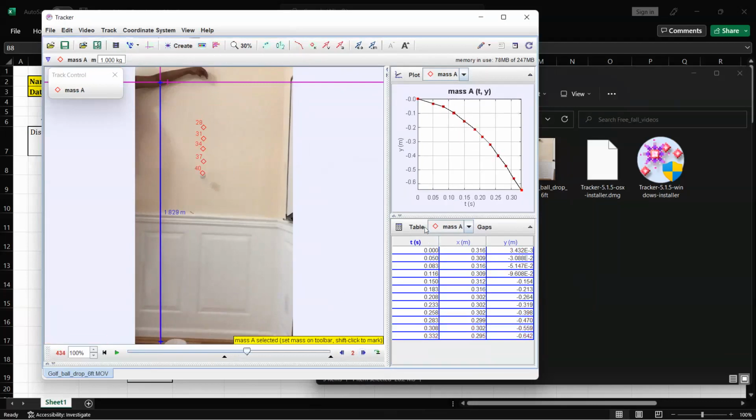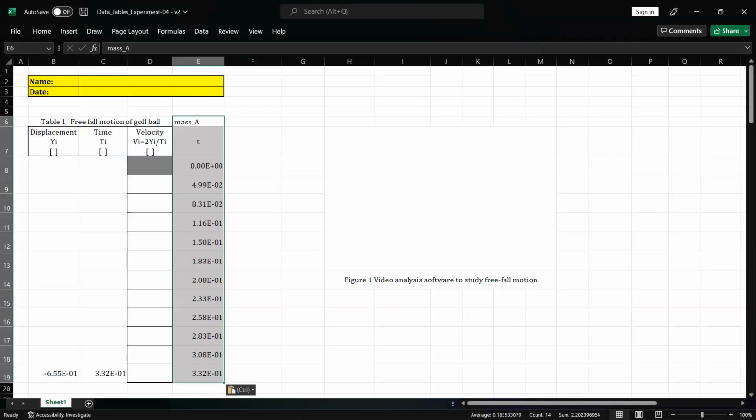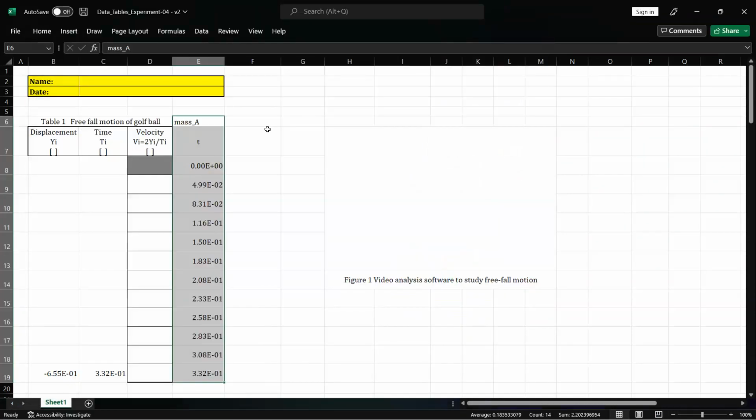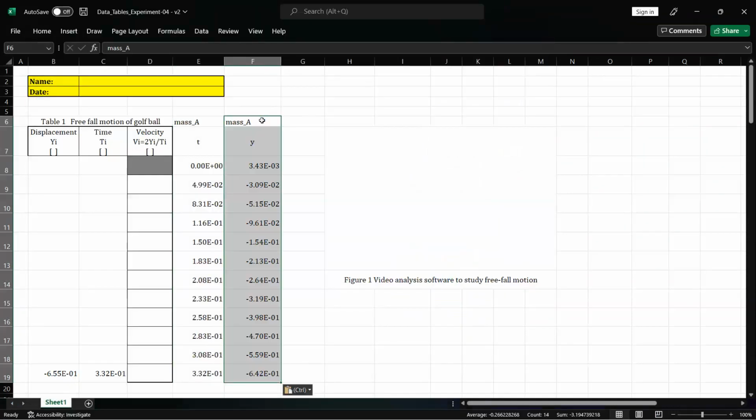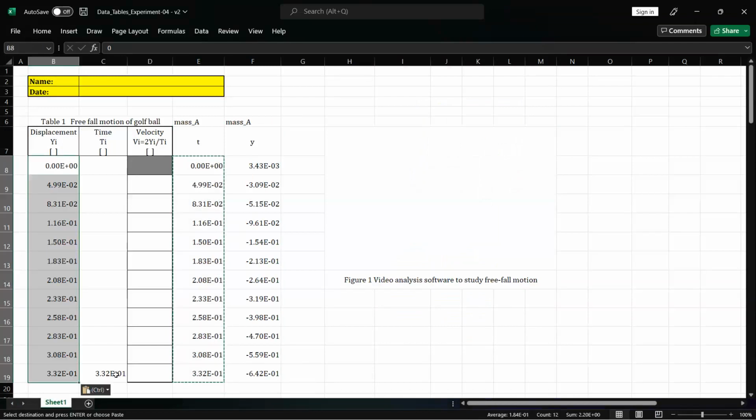Okay, that's it. Then we'll copy time directly into here. We'll copy later into the table exactly where it's supposed to go. And then Y, copy into here. Okay, that looks good. Then we'll copy these time values from here to here into the table.